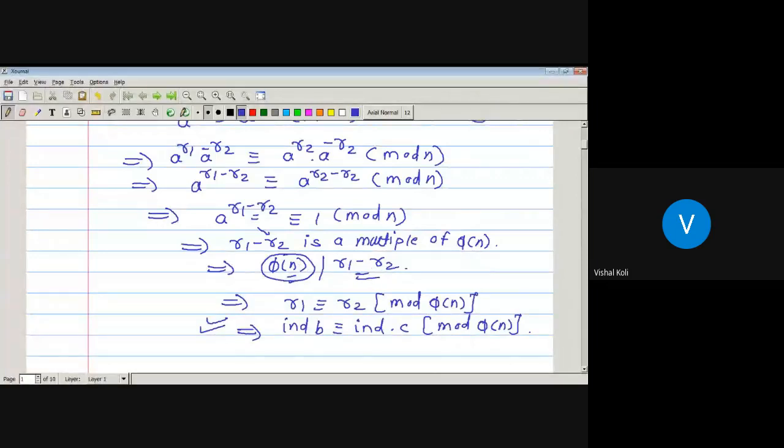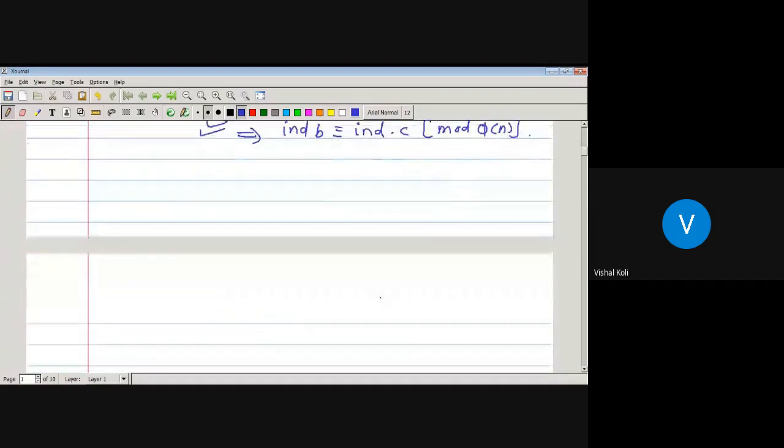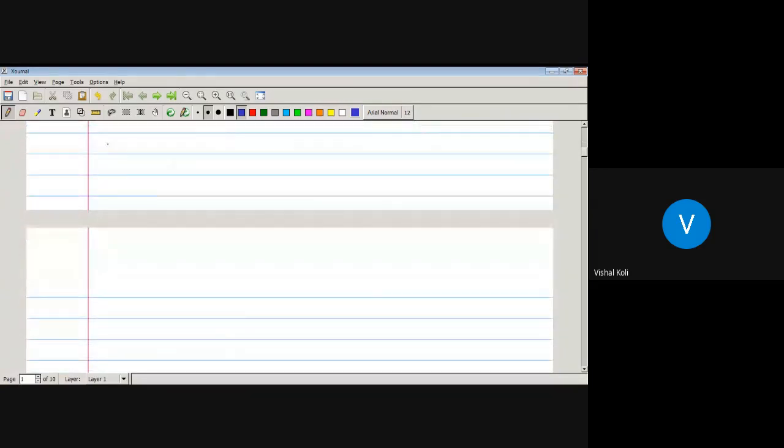Then we have to just use the definition of congruence, and from that r1 is congruent to r2 modulo phi of n. But r1 is nothing but the index of b and r2 is nothing but the index of c. Therefore, the index of b is congruent to the index of c modulo phi of n. So the first part is proved here. Okay, do you have any doubt in this? No, sir. Now the second one.